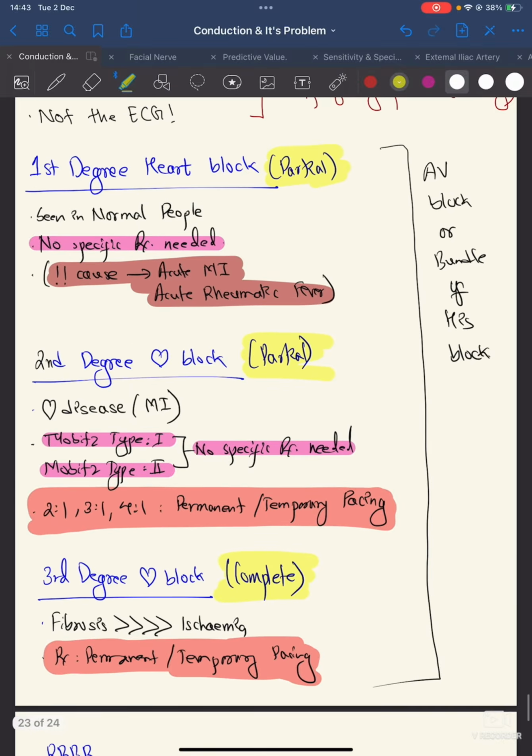So always remember that in the AV blocks here, the treatment is required for the type 3 second degree heart block and the third degree heart block, and for the rest, Mobitz type 1, Mobitz type 2, and the first degree heart block, no treatment is required.